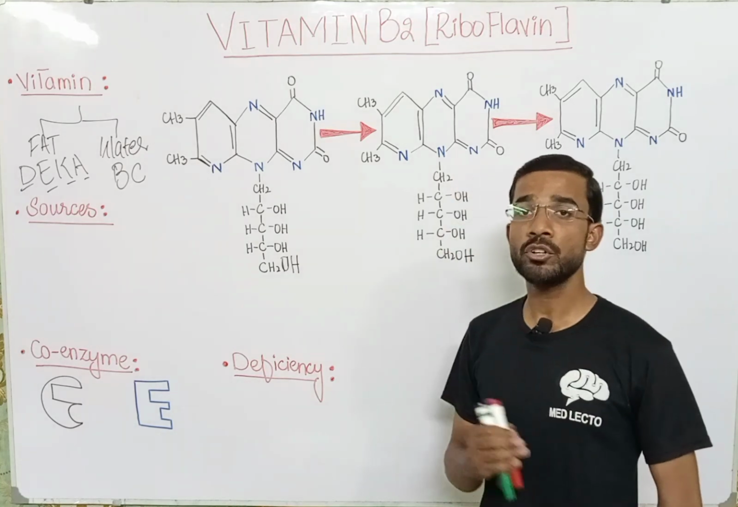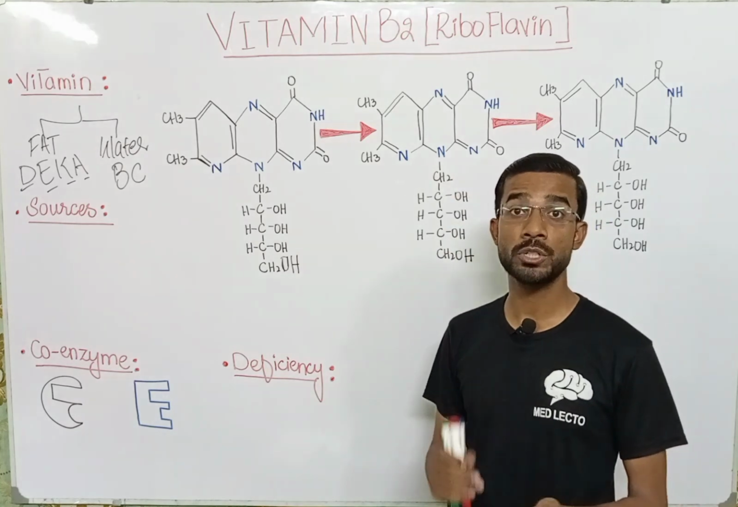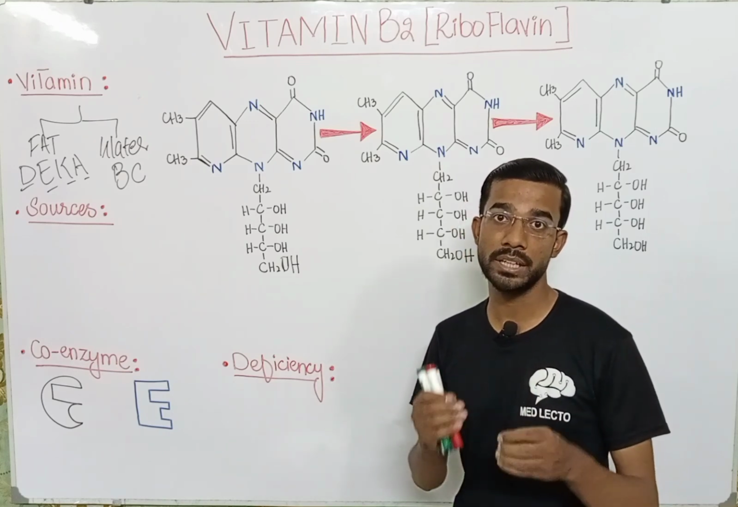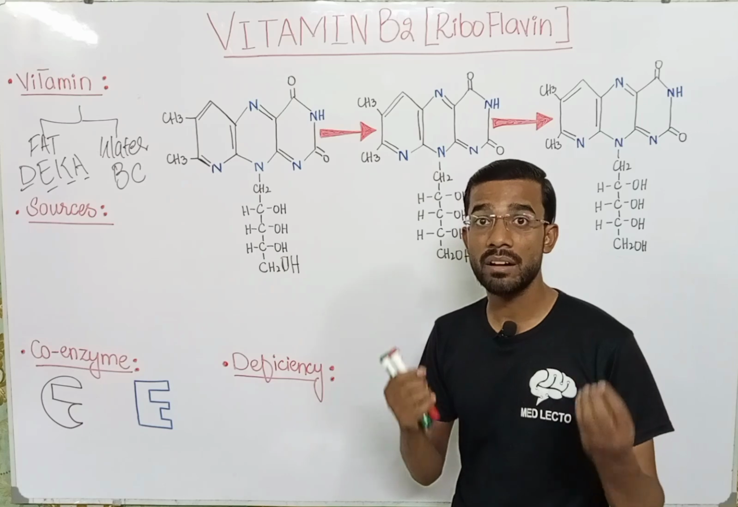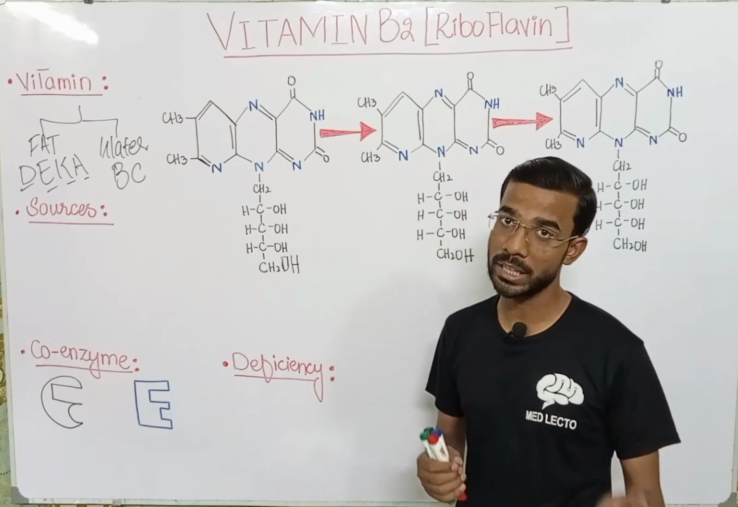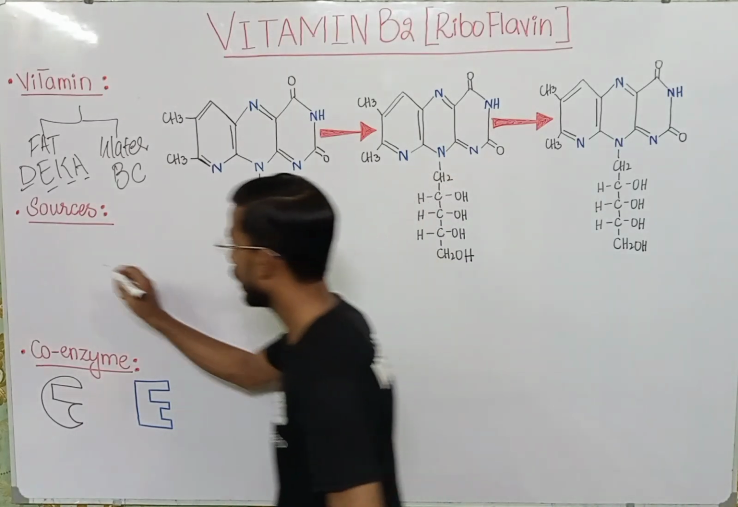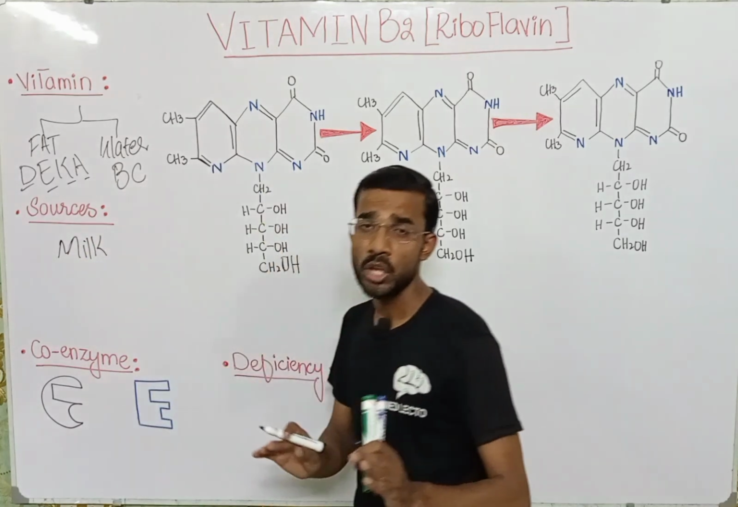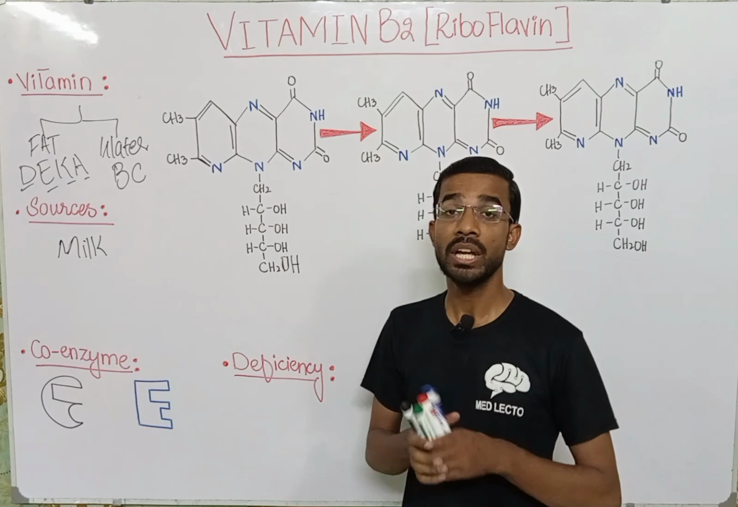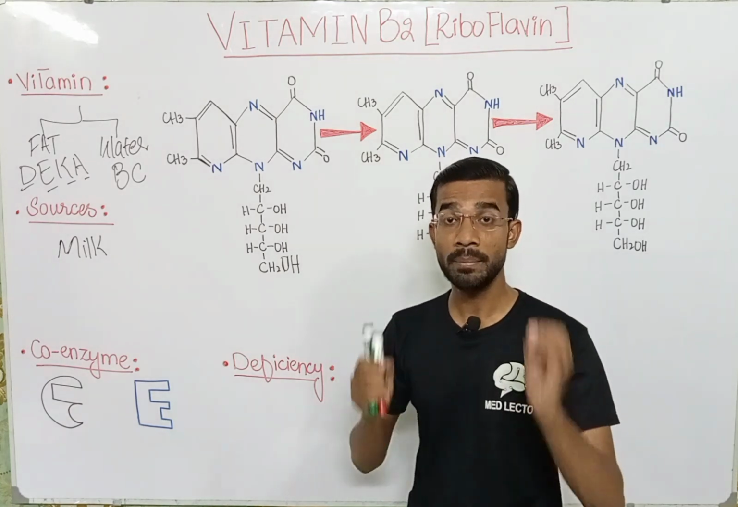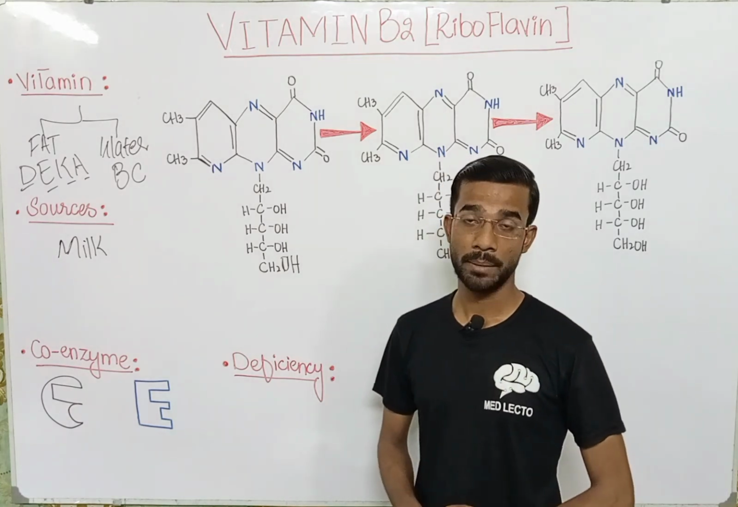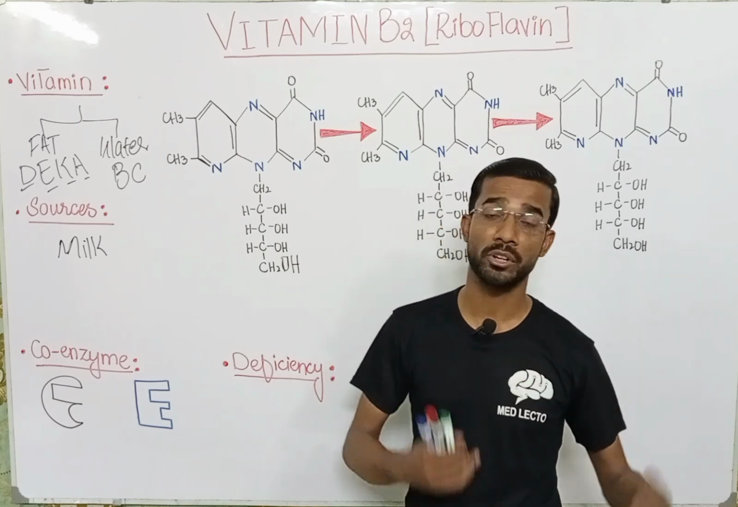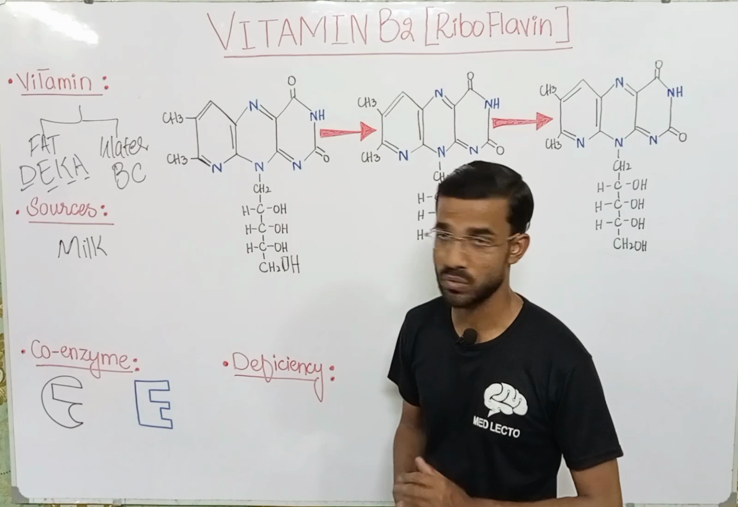Okay, if we talk about the sources, the most important are milk, egg, and leafy vegetables, which are basically the things that are rich in vitamin B2. If I talk about milk, that is very important, because it provides most important nutrients like different proteins, calcium, and different vitamins as well.